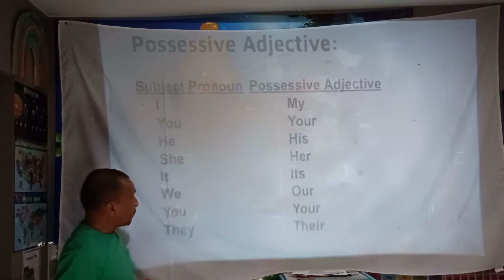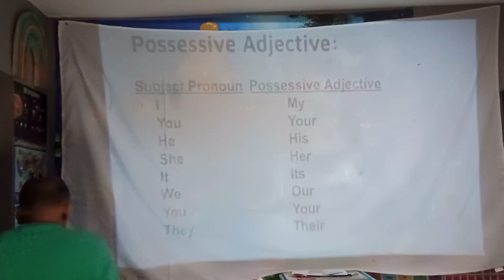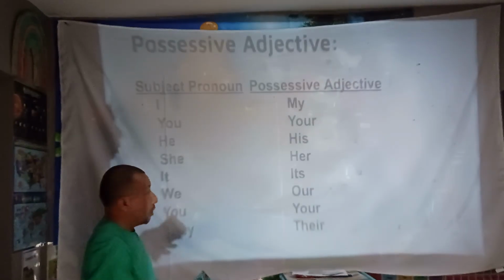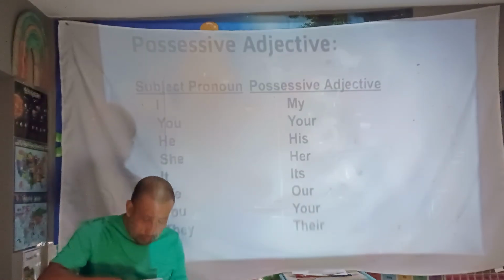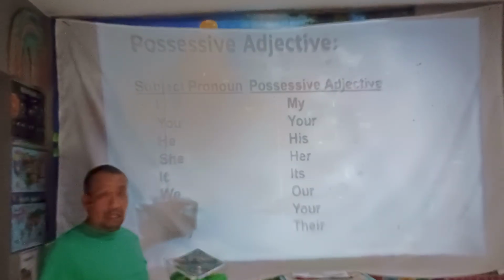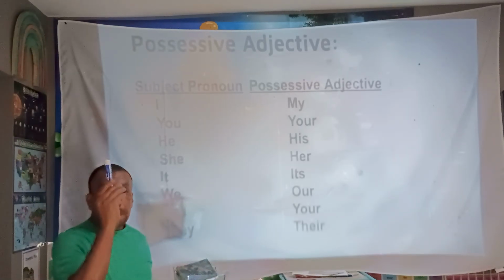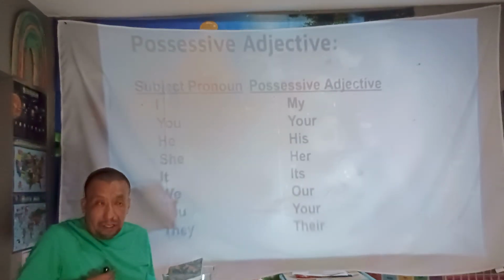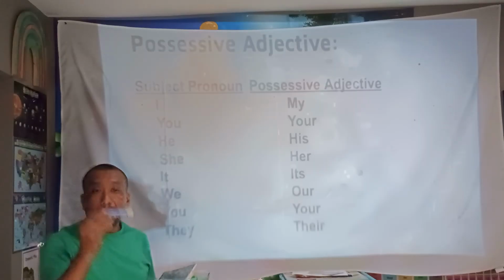Okay. Perfect. So now, for example, how we're going to use the possessive adjectives. So I have a lot of things over here in this box. That way you can see. When I say something that belongs to me, for example, this is my marker. This is my marker. Okay? It's not yours. It's not hers. It's not his. It's my marker.